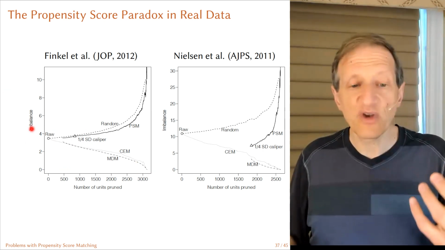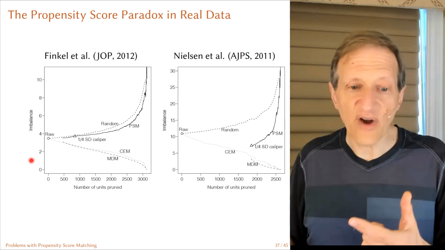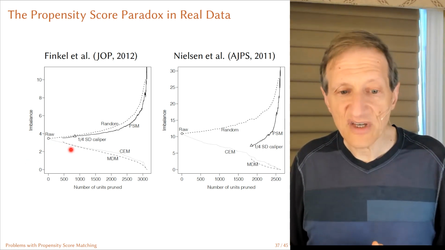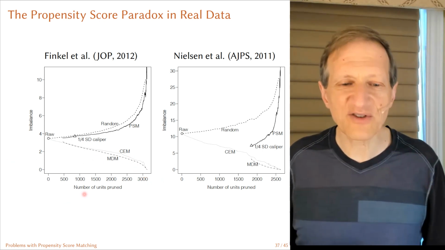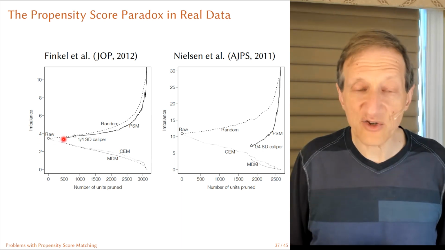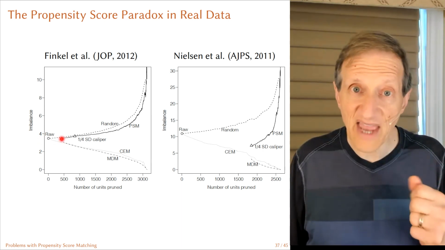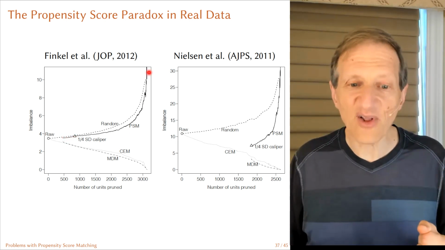CEM, as we decrease the coarsening, right, imbalance drops. Exactly as you would expect. What happens with propensity score matching? Propensity score matching starts here with one-to-one propensity score matching. Then you crank up the caliper and follow the rules even better. And it basically parallels random matching.